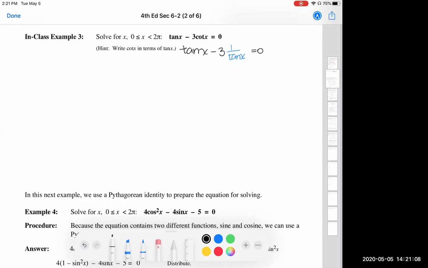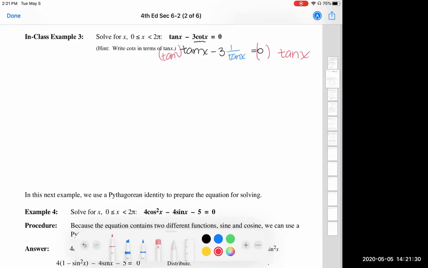Okay, let's go ahead and work this out together. I gave you a moment to try to attempt this one on your own. I wrote that first line. So we see that we can change cotangent to 1 over tangent. All right, because I have an equal sign and because we don't want fractions, we can go ahead and multiply both sides by tangent of x.